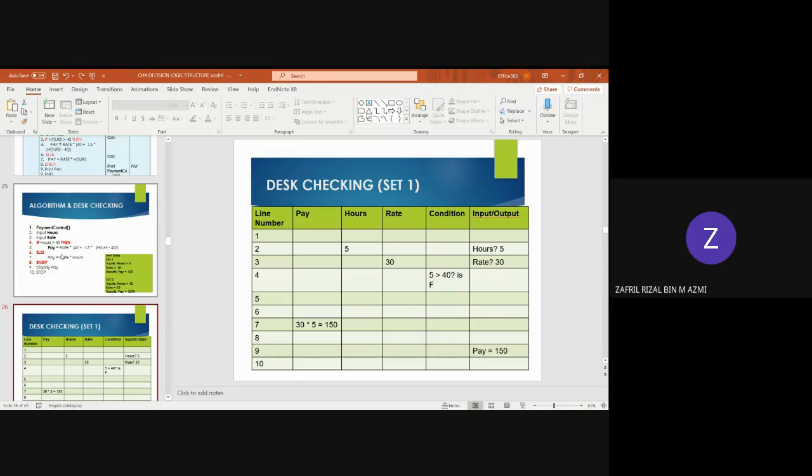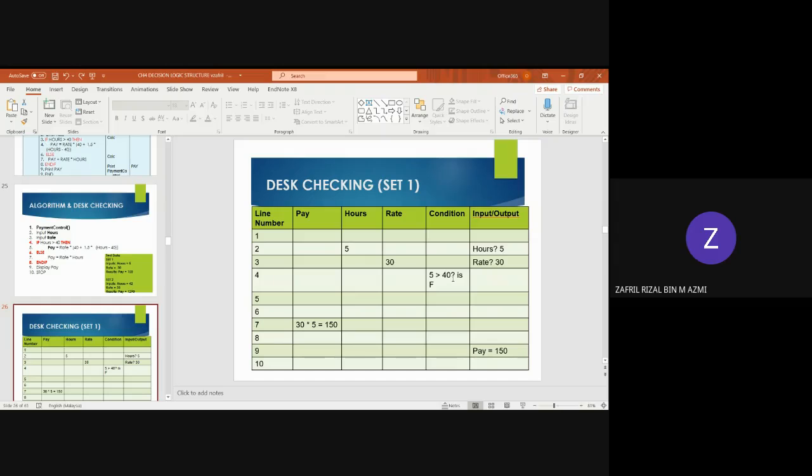Okay, nampak ni? If you can see, the decision is hours. Is it hours more than 40? So inside of the desk checking, you change the value of hours to the real value that you check, from the test data. So hours is 5. So put 5 over here. Is 5 more than 40? That's why we have a question mark over here.